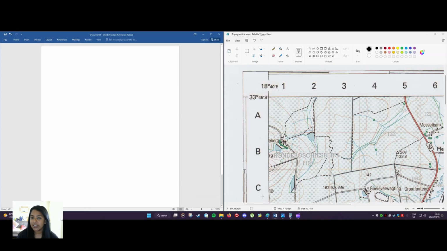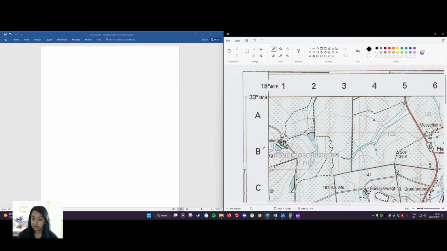Right, so we are going to be doing another example, but this time we are going to be doing the map of Belleville again and the tree in B4. All right, so the first thing that we have to do is we need to go to B4. The little green dot over there is the tree.